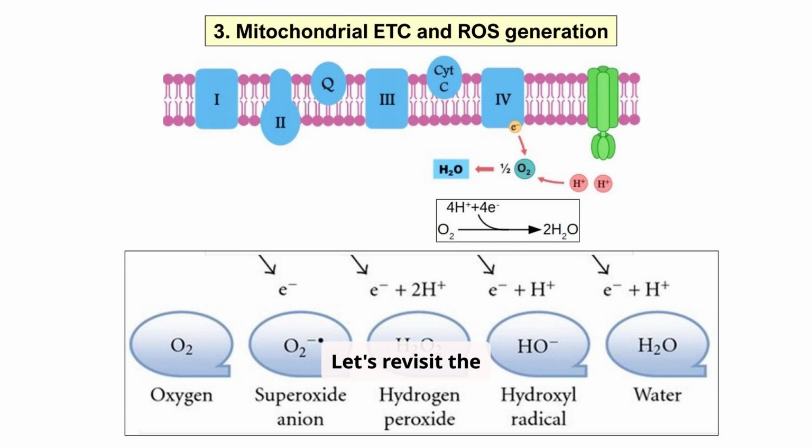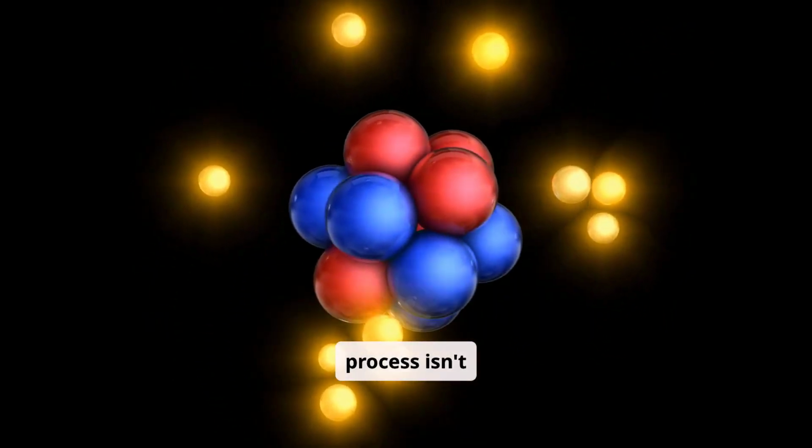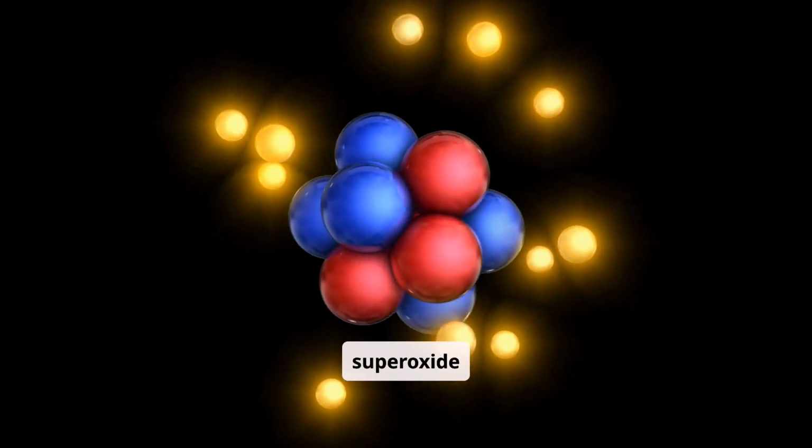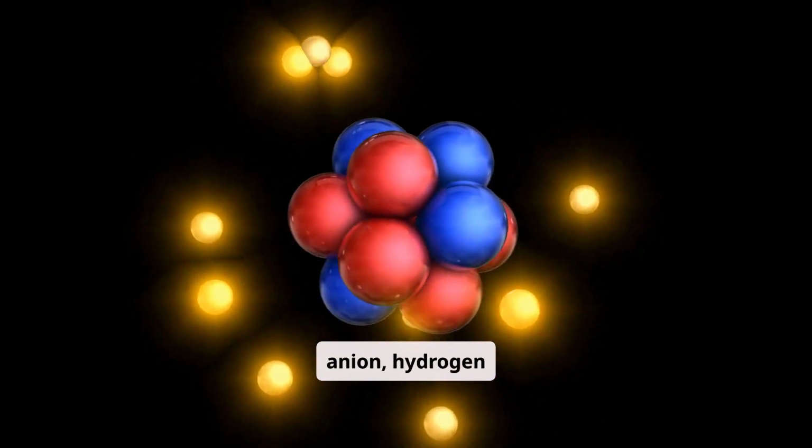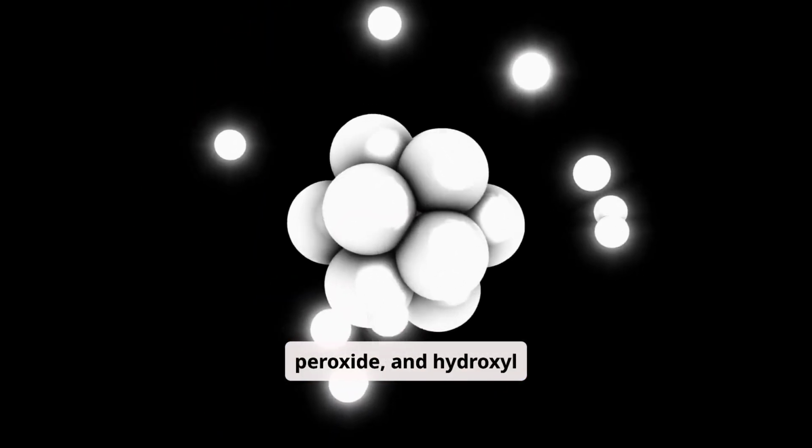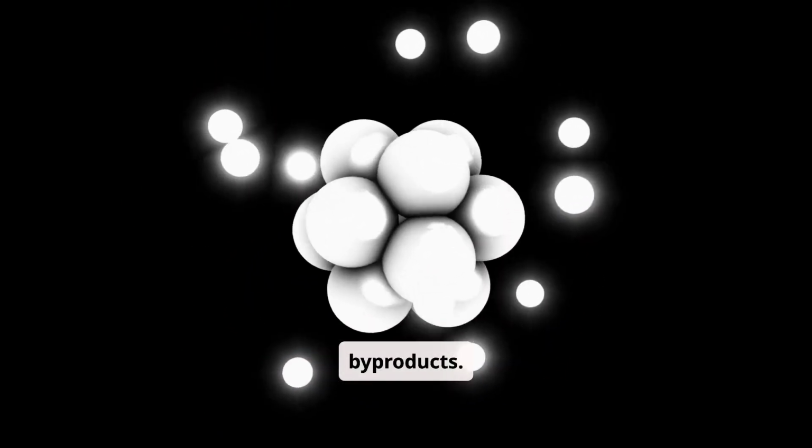Let's revisit the mitochondrial electron transport chain, or ETC. As electrons move along this chain, oxygen is reduced to water. However, this process isn't perfect, and ROS, like superoxide anion, hydrogen peroxide, and hydroxyl radicals, can form as byproducts.